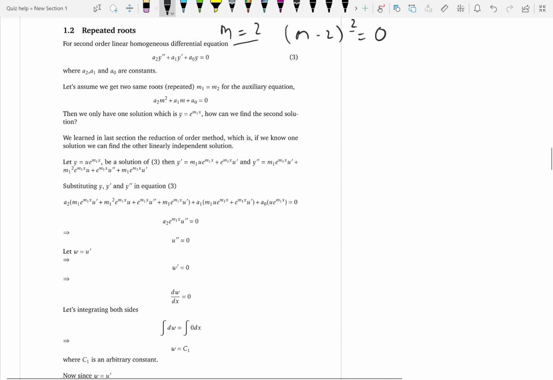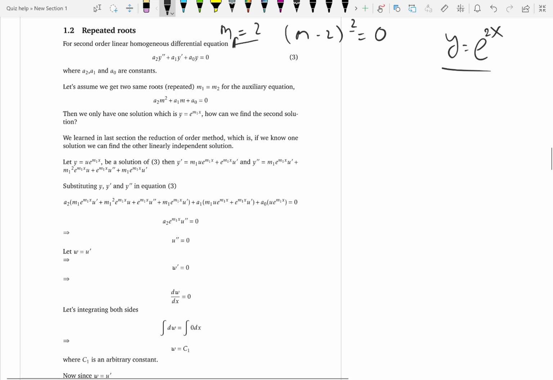Then the only possible solution you can get is e to the 2x, right? e to the mx. You have only m1. Now since you don't have m2, how are you going to find that second solution? Because for a fundamental set of solutions for a second order differential equation, you should have two solutions, two pieces. But you only get one piece if you have a repeated root. How to find the second piece?